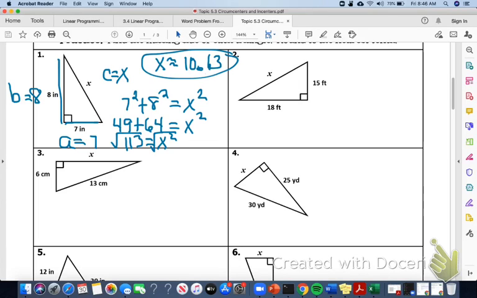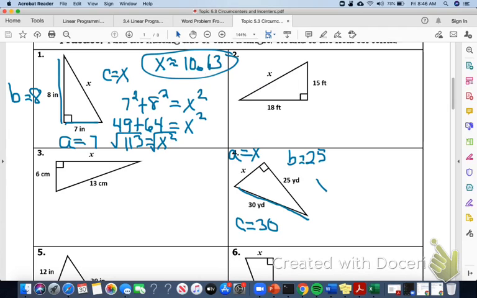Alright, and then number 2 would be very similar because you're looking for that side opposite of the right angle. So that's the same exact kind of thing. If we look at, let's do number 4. So this one we are given that side across from the right angle. So that's our C. So C is 30. And then it doesn't matter which one's which on your legs. So if I make A X and B 25, it's going to be the same thing as if I made A 25 and B X.